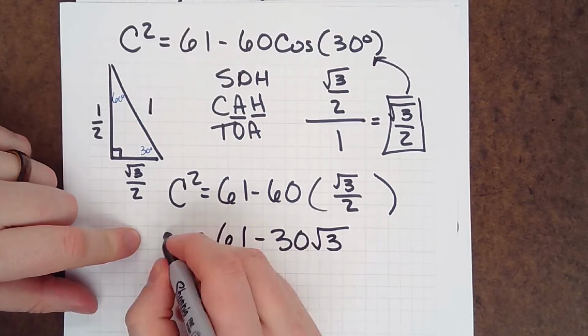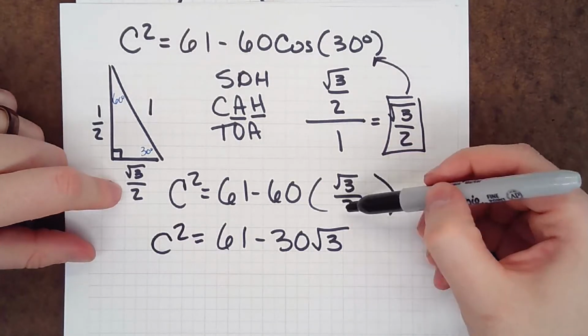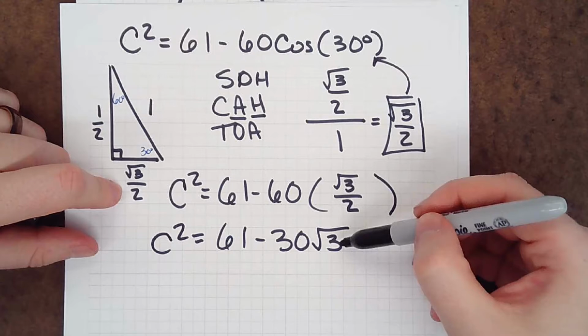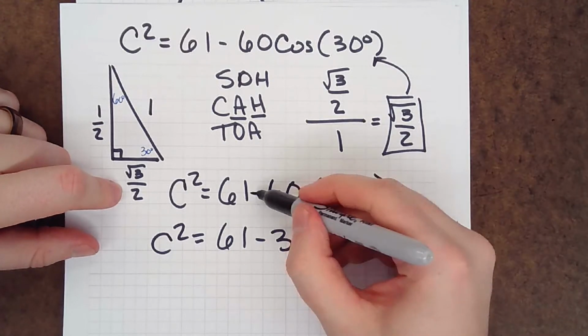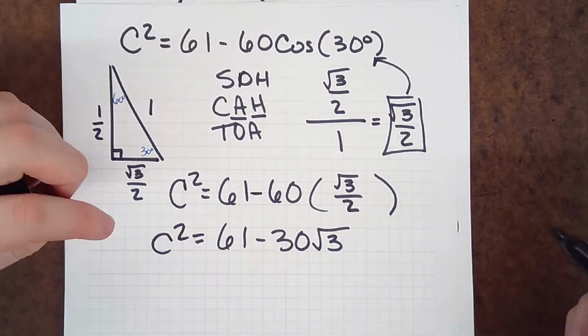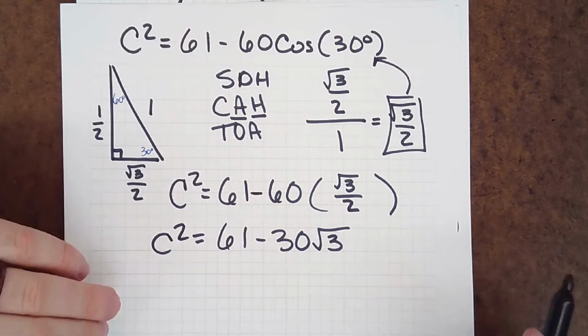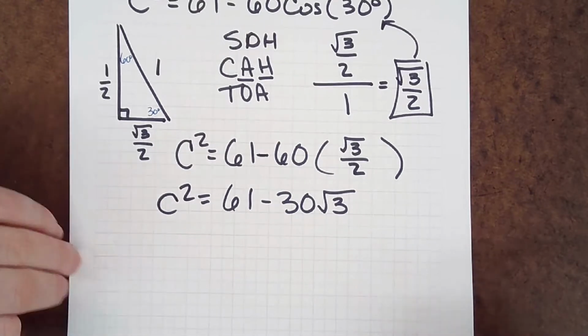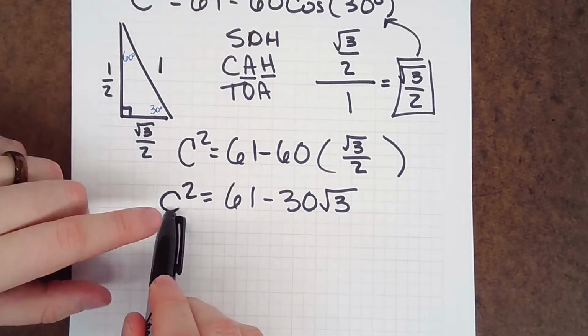And again, let me break that down. The 60 divided by 2 is 30. Then we times it by root 3 and we get negative 30 root 3, because there was already a minus there. Now we can't subtract these anymore without a calculator. Negative 30 root 3 is going to be an irrational number. So all we can do is get c on its own. Right now we know what c squared is.